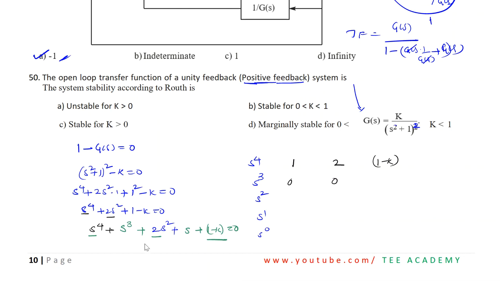Now the next s squared terms. So how to get these s squared terms here? Now s cube is there, so we'll take the auxiliary equation here.